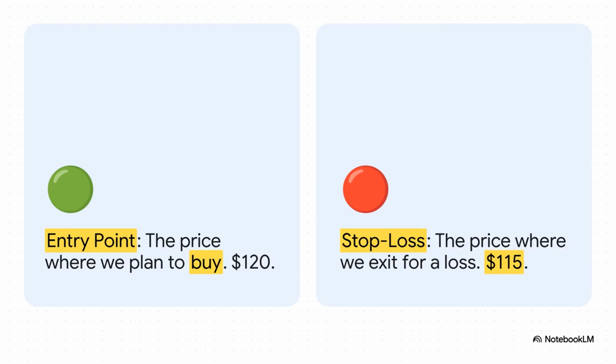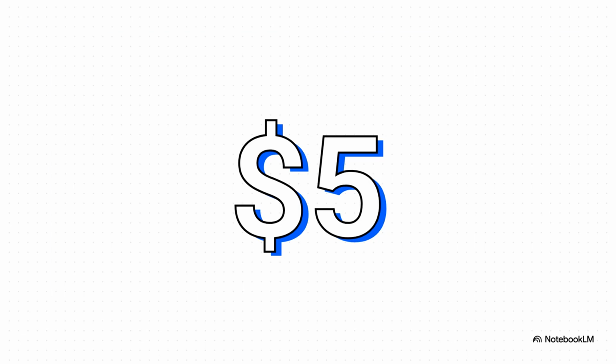So let's just look at those two numbers for a second. We're planning to buy at 120, and we're getting out for a loss at 115. The space between those 2 points is everything. And that space, that distance, is $5. What this means is that for every single share of MTI we buy, we are risking exactly $5. This number is the key that unlocks the next step.